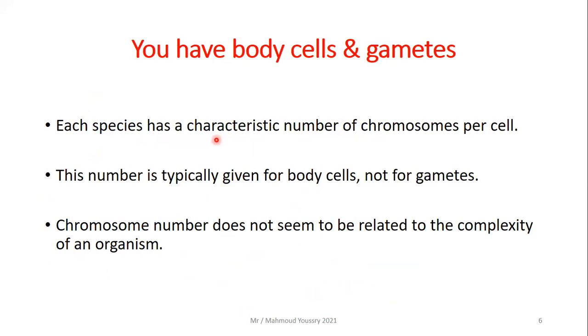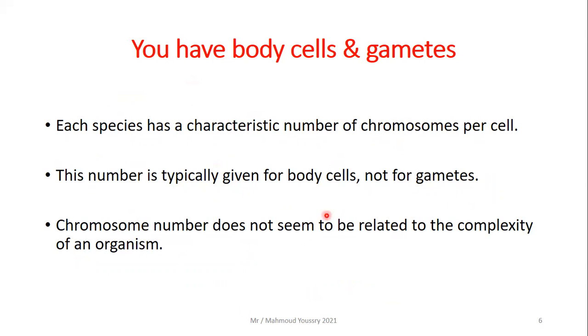Each species has a characteristic number of chromosomes per cell. This number is typically given for body cells, not for gametes. Keep this in your mind. This is important. The number of chromosomes is typically given for body cells and not for gametes.